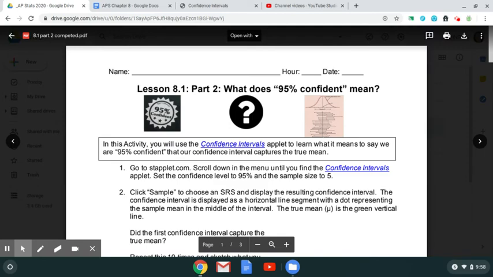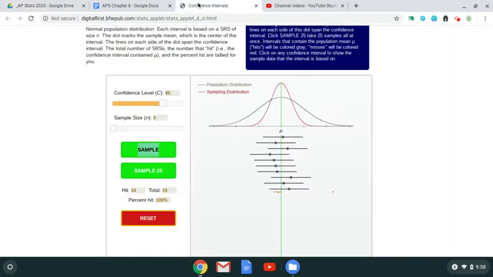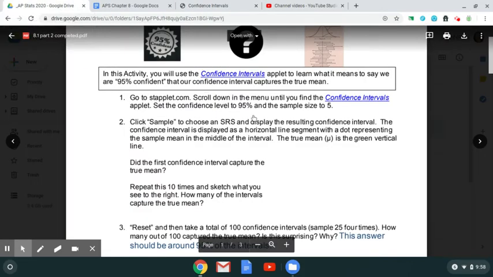Okay, so when you did number 2, you should have seen something that looked like this. So hopefully you have that sketch put into your notes. So my sample of 10, if you'll notice, every single one of these intervals did capture the true population mean mu, as indicated by that green line. You can also see it down here, it said 100% of the intervals captured the true mean.